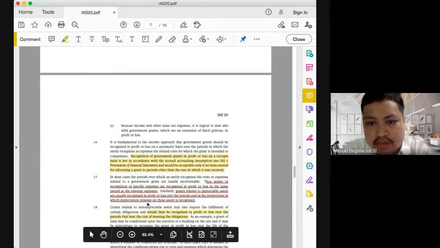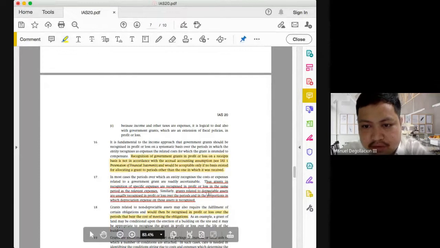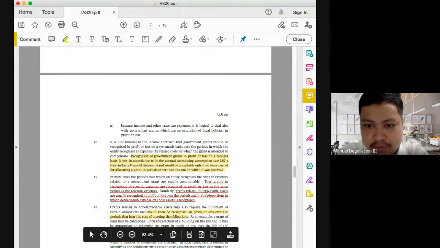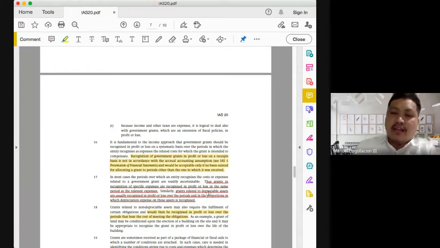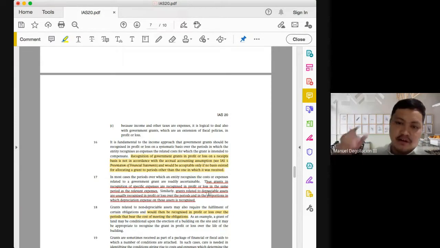Okay, so grants in recognition of specific expenses are recognized in profit or loss in the same period as the relevant expenses. So the grant, class, may not be for you to create an asset, but for you to just spend on certain activities. So the grant that you will receive should also be spread out in the same periods in which the relevant expenses are incurred, and also at the same proportion.